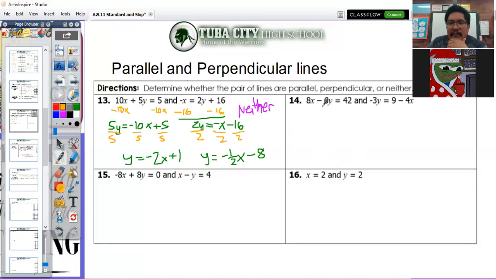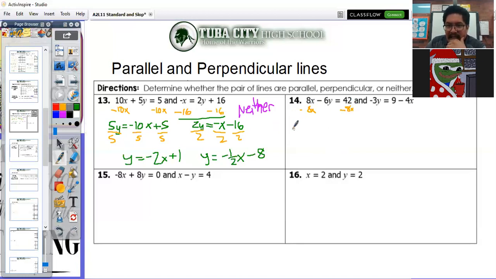Let's see, I have to get y by itself. Now, again, me knowing some of these tricks, I can get it a little bit faster, but I'm going to add 6y to both sides. Or actually, you know what? Let me think about that. I think it might be easier or faster to subtract 8x from both sides.